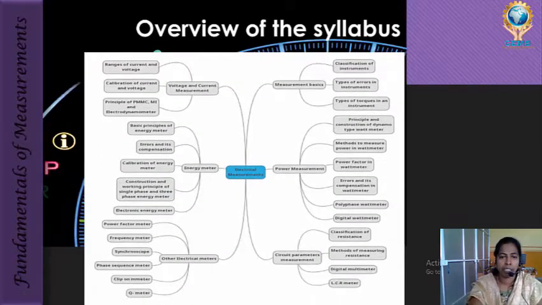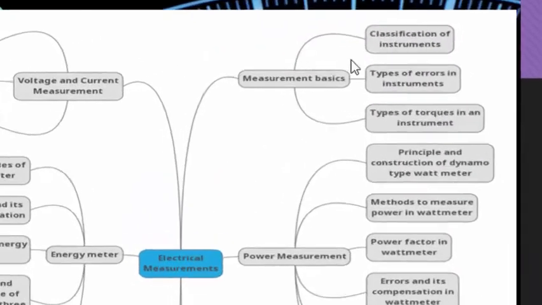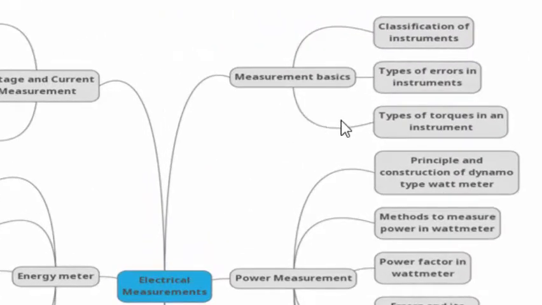So this subject totally has 6 units. The first unit is measurement basics. Under measurement basics, you have classification of instruments, types of errors in instruments, types of torques in an instrument. So only 3 subdivisions.